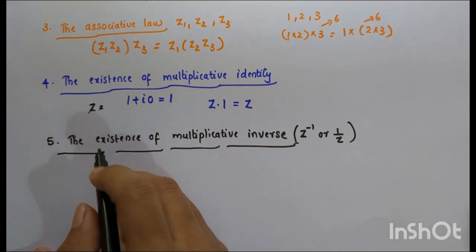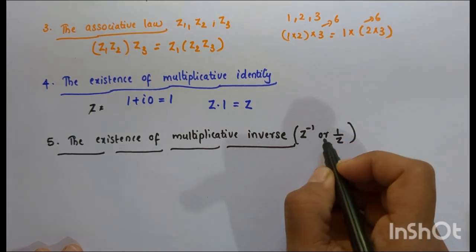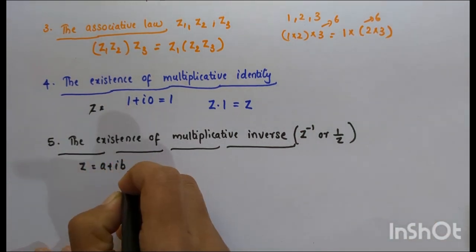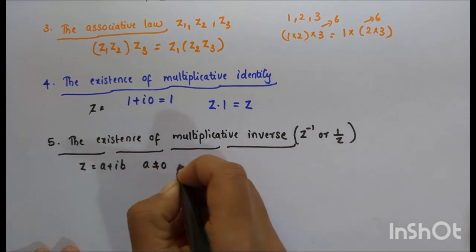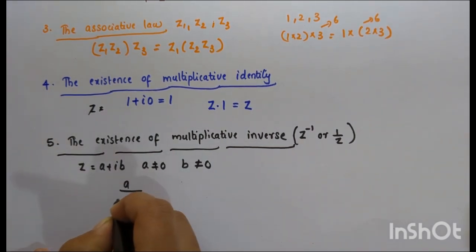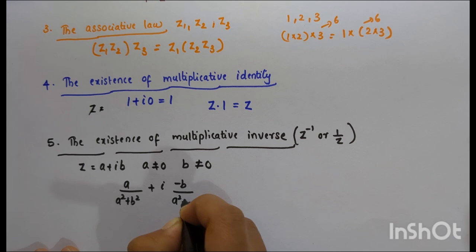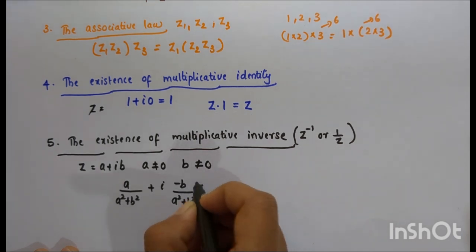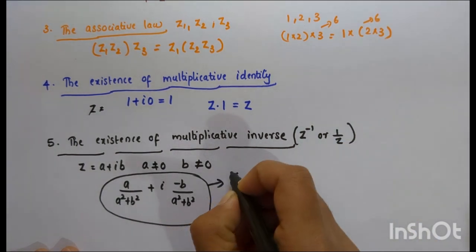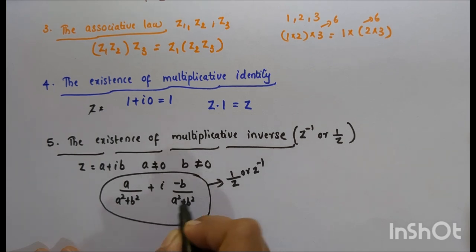Now, the fifth property is the existence of multiplicative inverse. You see, multiplicative inverse is denoted by z inverse or 1 by z. That is, for every non-zero complex number z equal to a plus ib, where a is not equal to 0, b is also not equal to 0, we have another complex number which is a by a square plus b square plus I into minus b by a square plus b square. This is denoted by z inverse or 1 by z, which is the multiplicative inverse of z. Okay.